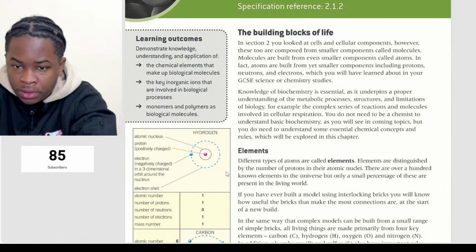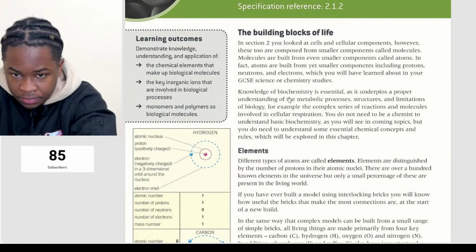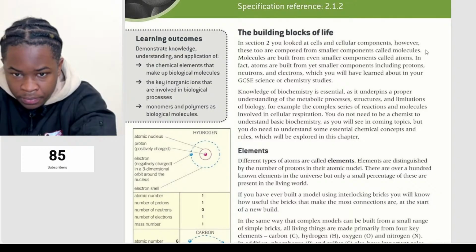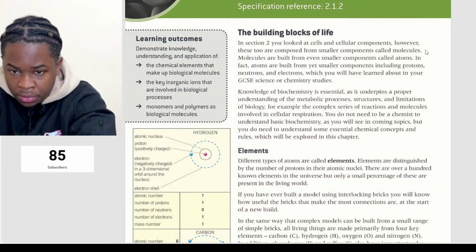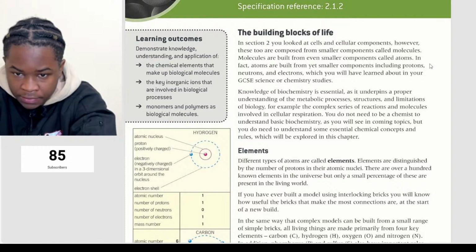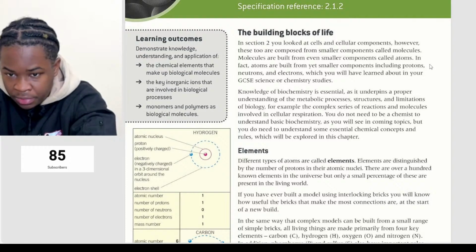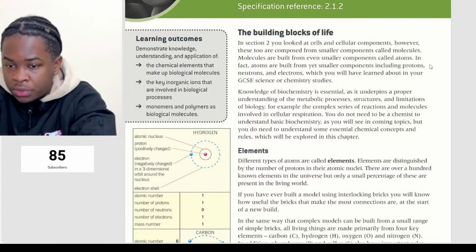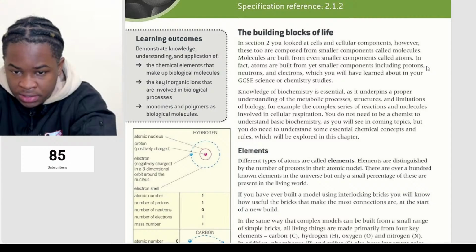The building blocks of life. In section 2, you looked at the cell and cellular components. However, these too are composed of smaller components called molecules. Molecules are built from even smaller components called atoms. In fact, atoms are built from yet smaller components including protons, neutrons and electrons, which you will have learned about in your GCSE science or chemistry studies.